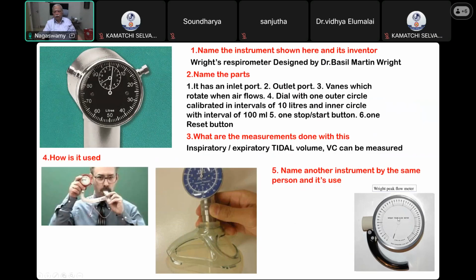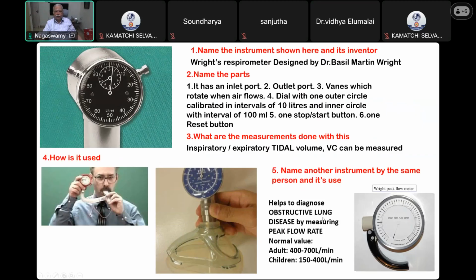What can you use this for? Peak expiratory flow. Peak expiratory flow can be measured, which is important for identifying what? Bronchial asthma. Obstructive and restrictive disease. Helps to diagnose obstructive lung disease by measuring peak flow rate. Normal value for adult is 400 to 700 liters per minute. This is the speed, not the volume actually. So this is the speed at which a person should be able to blow out. And for children, it is 150 to 400 liters per minute. So two machines made by the same person are Wright's respirometer or spirometer and Wright's peak flow meter.